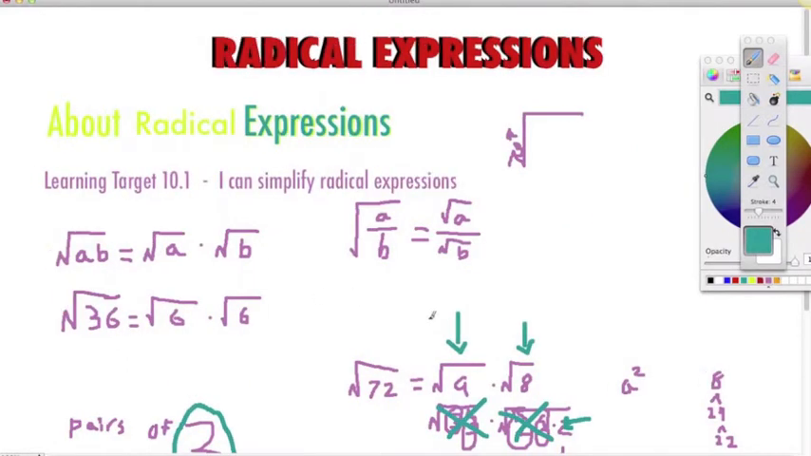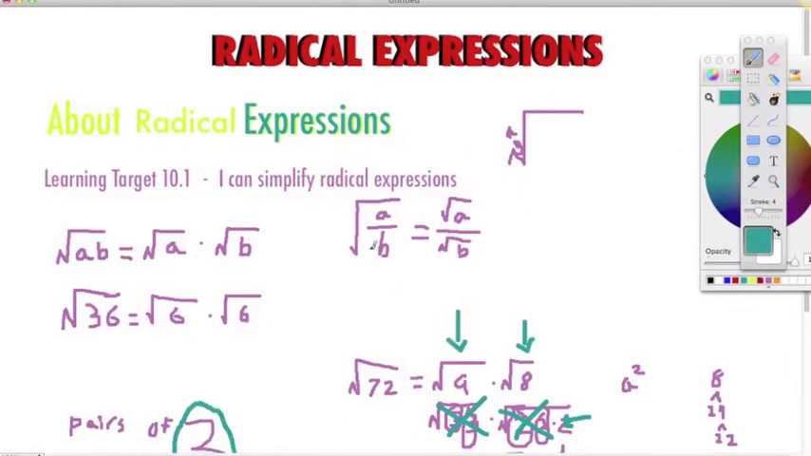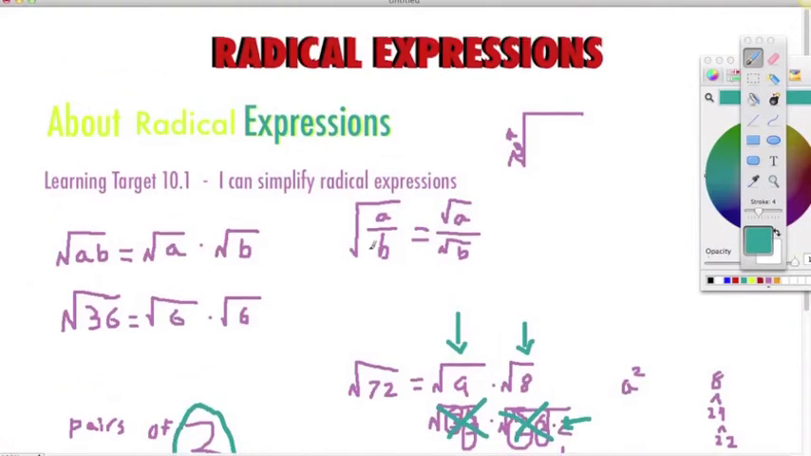So I hope you understand now how to simplify radical expressions. And we'll go over the other 2 learning targets for Chapter 10. And then we'll be done with Chapter 10.